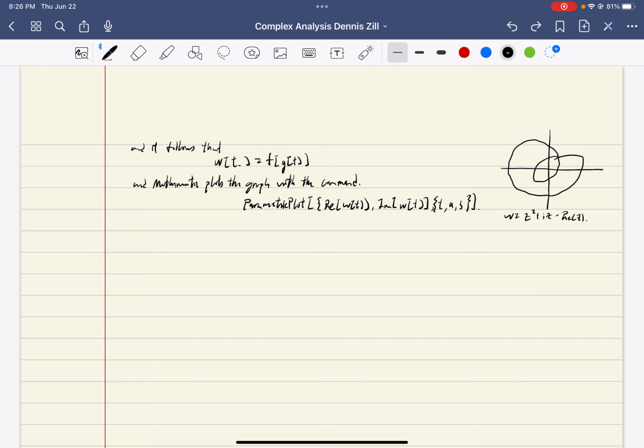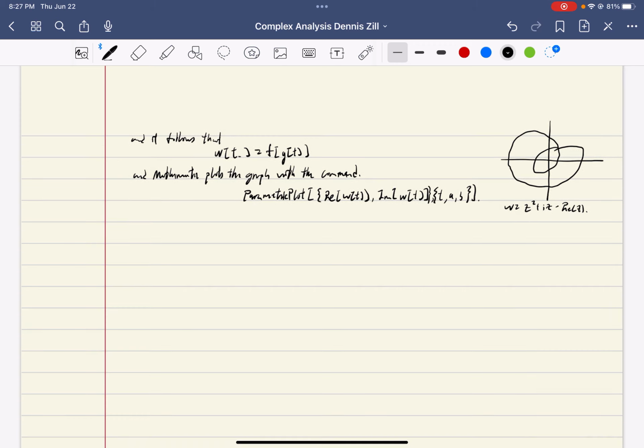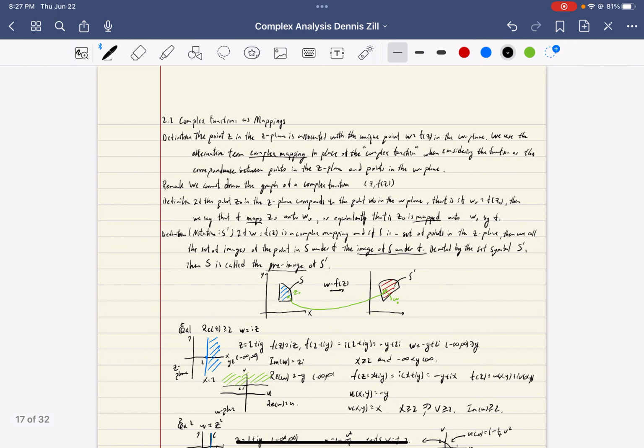In Mathematica, you plot the graph with the command ParametricPlot, then bracket, more bracket, and write in the definition, real of w of t, imaginary of w of t, right? And then there's this bracket over here, close bracket, and then comma, and this is 2.2.